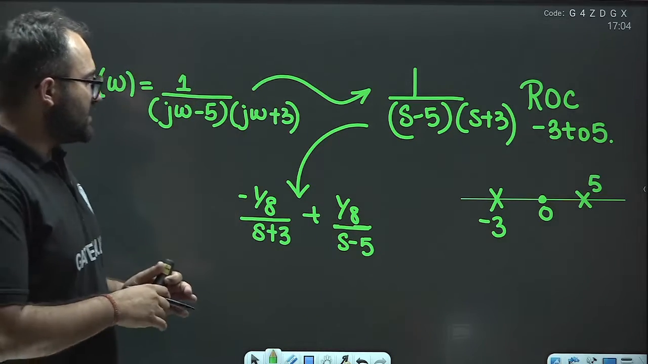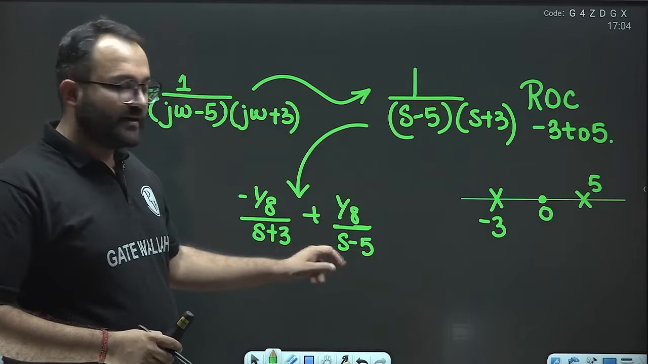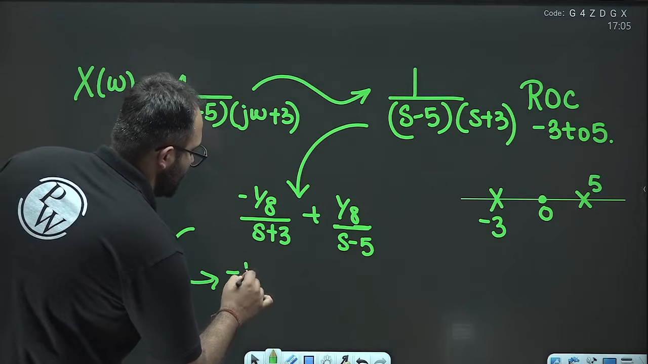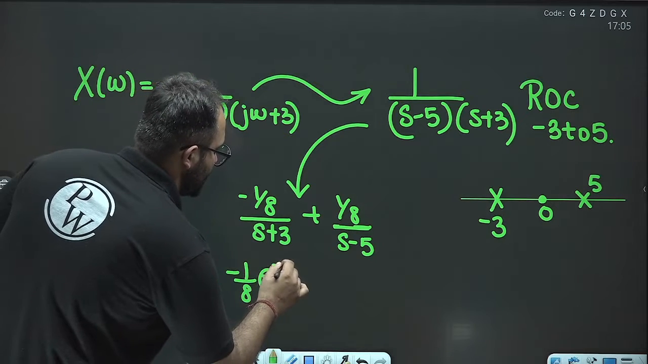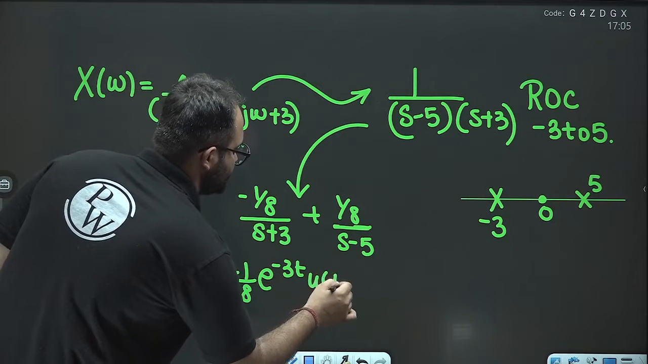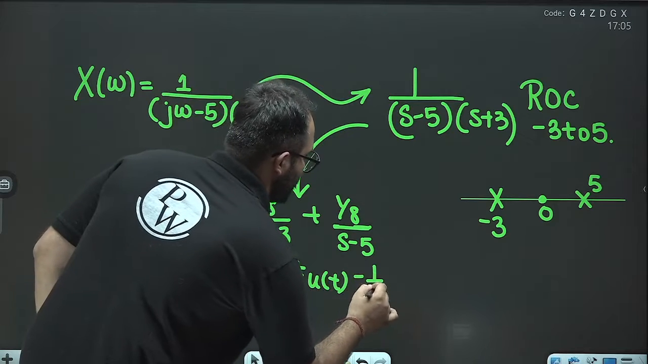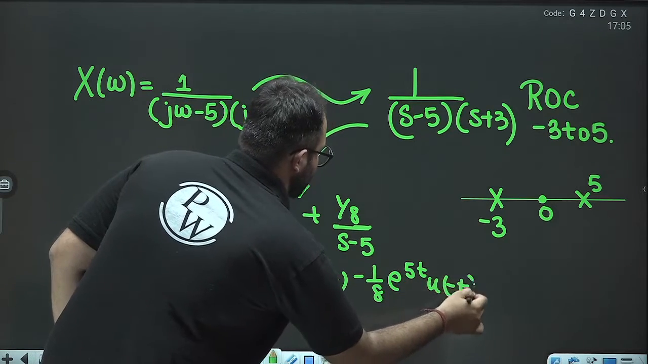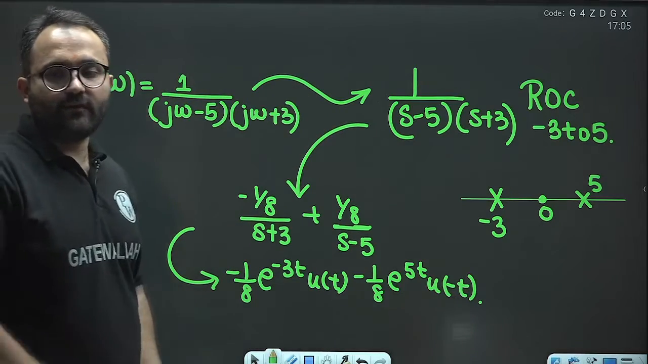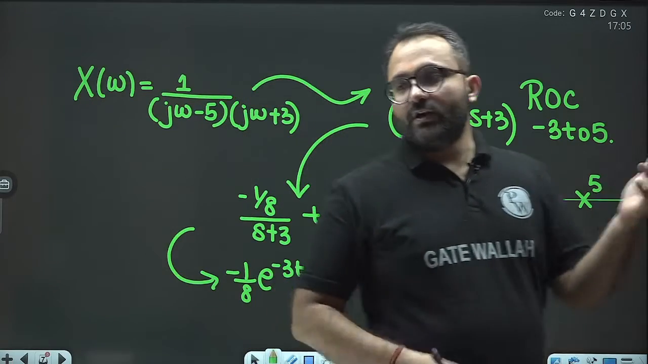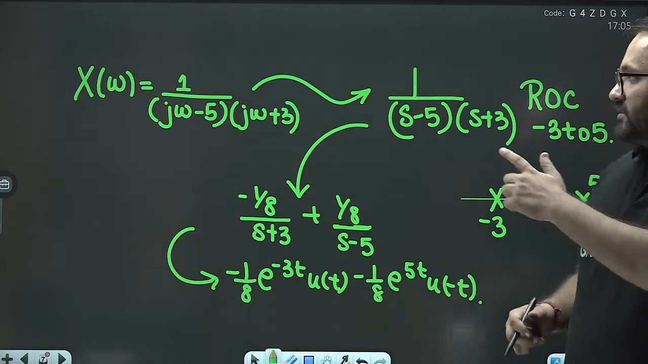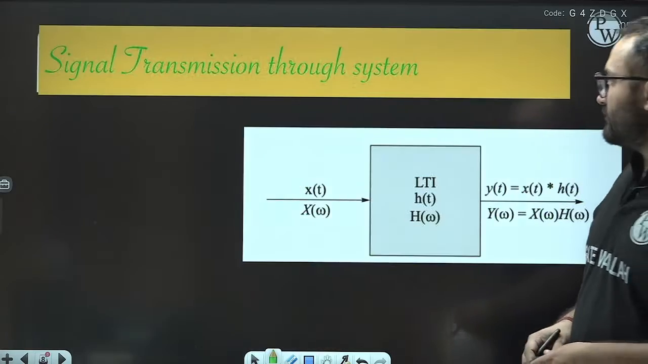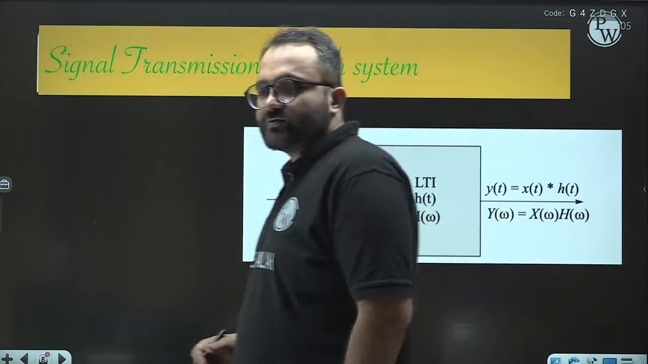Now we can see that this is left sided and this is right sided, so we can convert it into a time domain signal: minus 1 by 8 e to power minus 3t u of t, minus 1 by 8 e to power 5t u of minus t. This is how we can easily find the inverse Fourier transform of any Fourier transform given to us. We have seen the examples. Now we'll move on to signal transmission through systems.